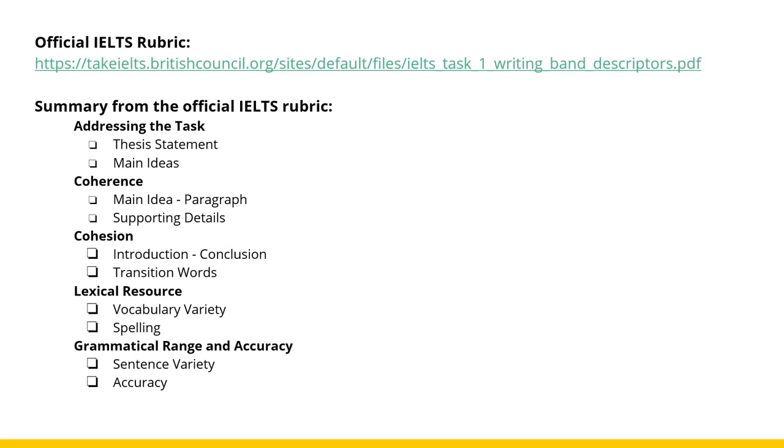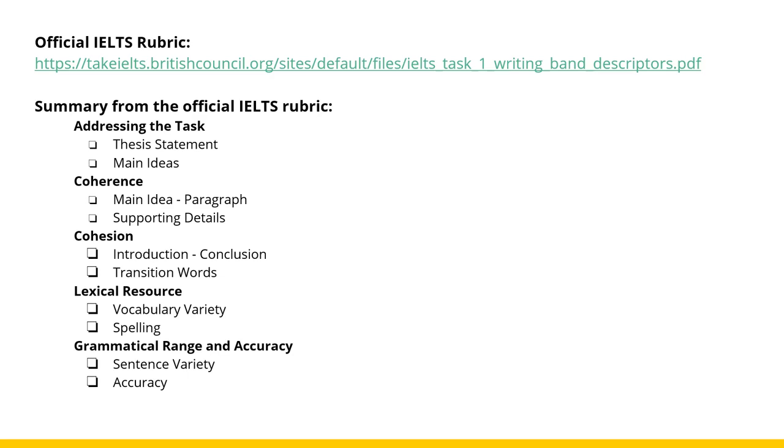And now we are going to discuss our official IELTS rubric, and that will ensure that you know how to get a certain band score. You can follow this link that I provided on the slide, and it's going to take you to the British Council website where you can see a very detailed rubric and how to get a certain score. But here I have a summary from the official IELTS rubric. It's kind of like a brief summary of what you need to do in order to get a high score.